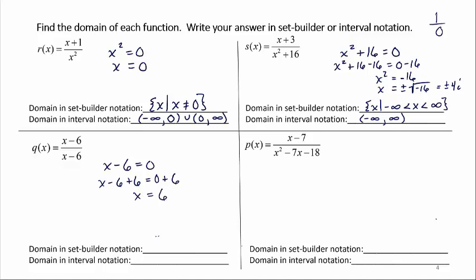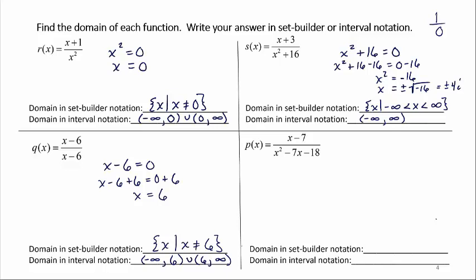And so in set builder notation, we'd say the set of all x such that x cannot be 6, right? So even though that'll simplify to 1, we still have to say that x equals 6 is not part of the domain. Then we would say negative infinity up to 6 in union with 6 to positive infinity for interval notation, right? So if you're just eliminating one value, essentially you have two intervals, with open brackets at that value you want to exclude.